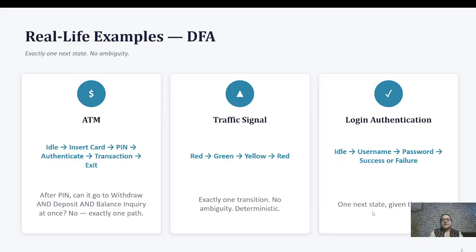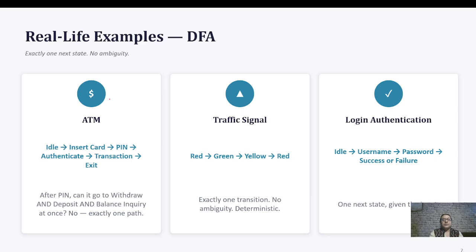Let us connect these concepts with everyday systems. Consider an ATM. The workflow follows a fixed sequence. First, it is idle. Once the card is inserted, you have to enter the PIN. The system will authenticate. Then you can perform any transaction like withdrawal or summary, and then exit. So at every stage, there is exactly one next state. Similarly, consider the traffic signal.